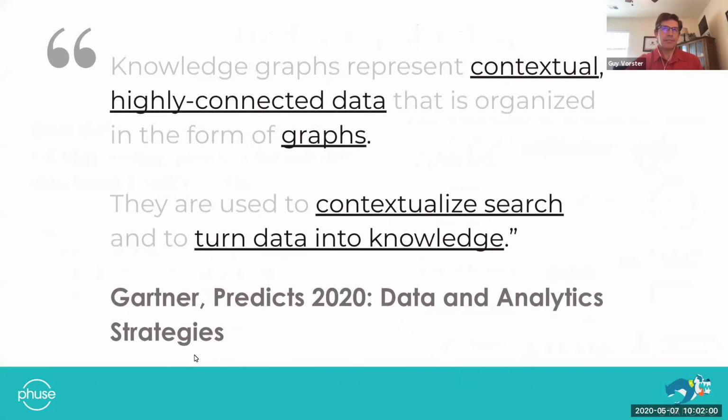So if we break this down a little bit, there's a couple of terms that pop out in this quote from Gartner. The word context, the words highly connected data, graph, contextualized search, and this whole idea of turning data into knowledge. So in a nutshell, what knowledge graphs represent is a software solution that allows us to link our data, and when we talk about data, we're thinking structured data, semi-structured, and even unstructured data together in a graph format to be able to support this idea of context-driven decision-making or contextualized search.